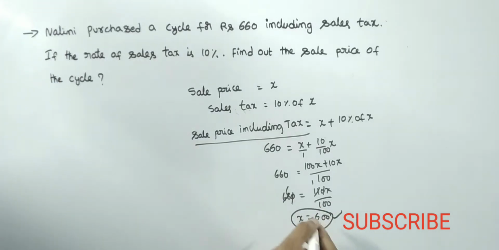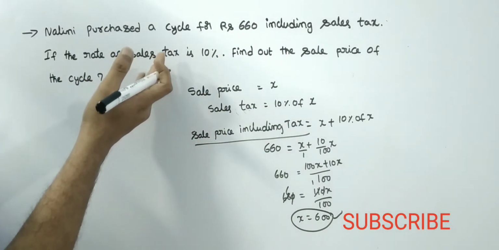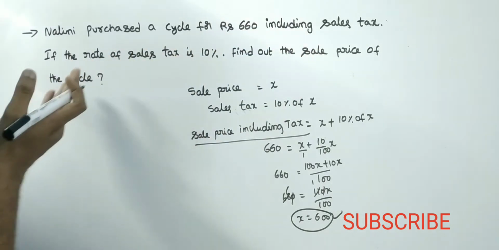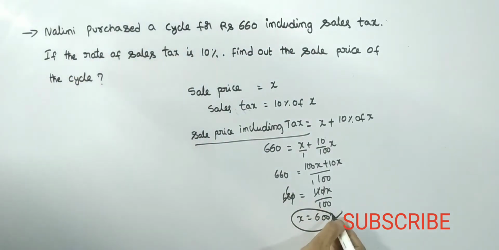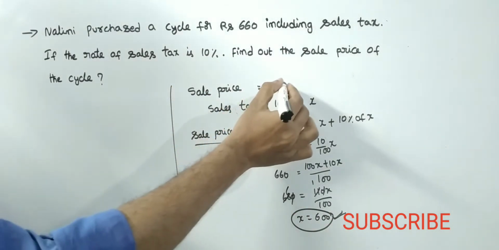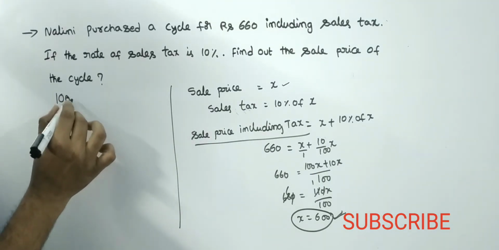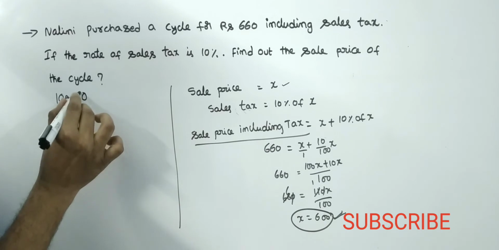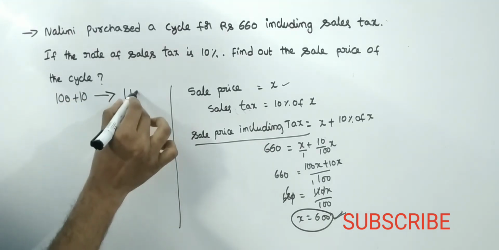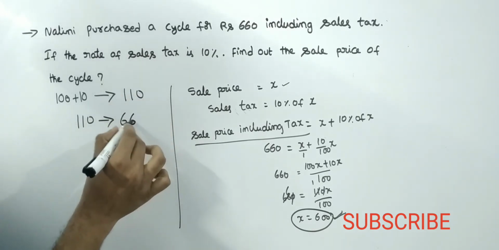See friends, what is X? X is the sale price of the cycle before including the sales tax. That is only what he has asked: find out the sale price of the cycle. That means 600. See friends, the actual sale price is X. That means the actual sale price is 100%. On 100%, again he has added 10% sales tax. That means the total sale price becomes 110%. So 110% equals 660.